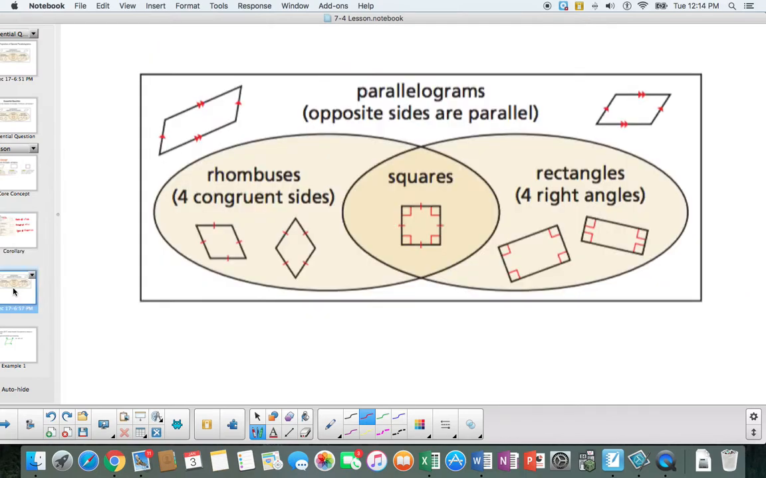Now this is the relationship between rhombuses, squares, rectangles, and parallelograms. Notice that if a figure is both a rhombus and a rectangle, we call it a square. All rhombuses are parallelograms. All squares are rhombuses, rectangles, and parallelograms.